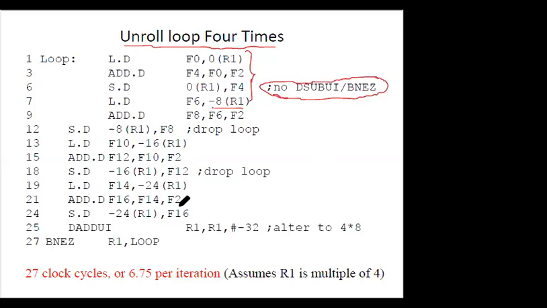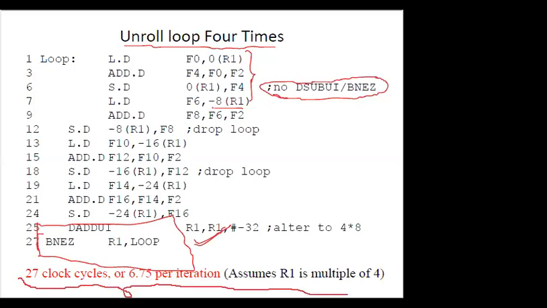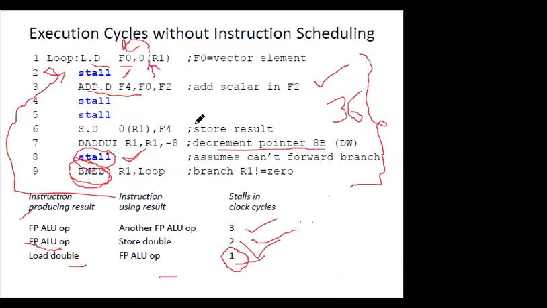And what is the advantage? The advantage will be that this BNEZ, which involves a stall, has to be done only a single time. Instead of being repeated 4 times, this stall will be executed only a single time. And if this stall is being executed only a single time, then the number of clock cycles required for this execution will be reduced to 27 cycles instead of 36 cycles. In the previous case, the stalls involved were 4 stalls, and the cycles needed to execute this program were 36 cycles.